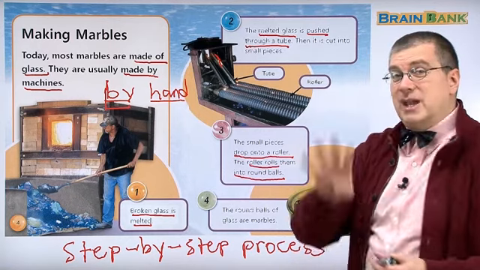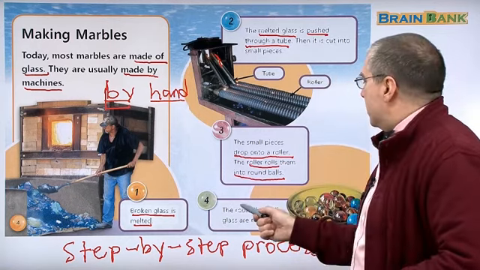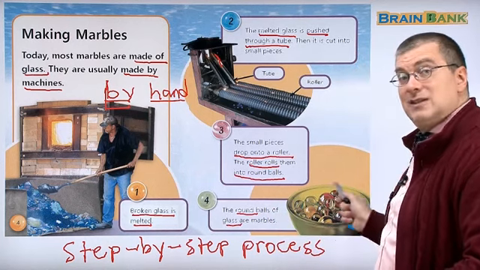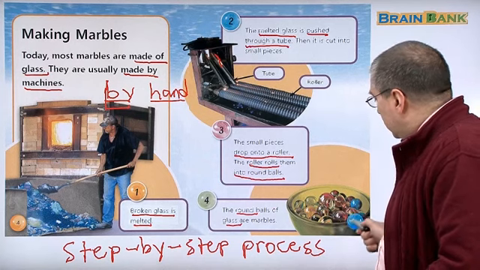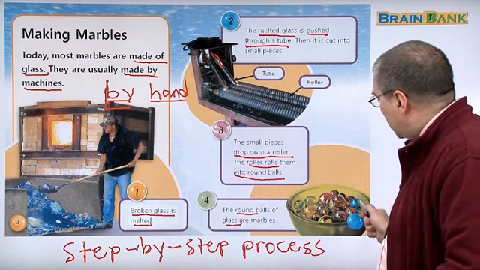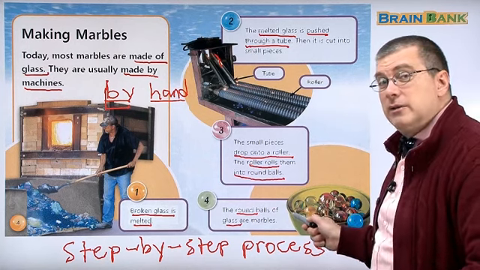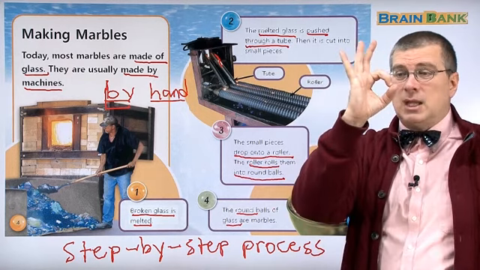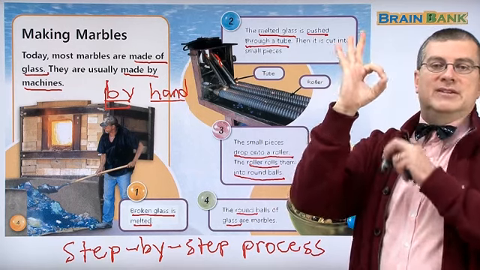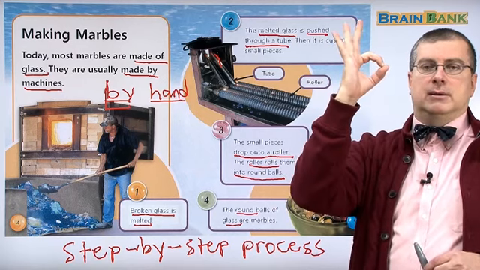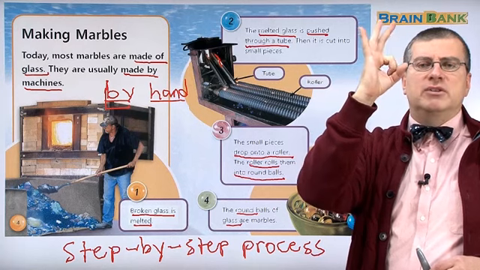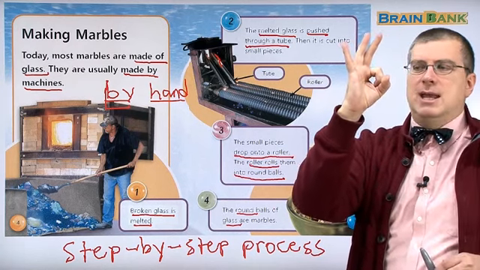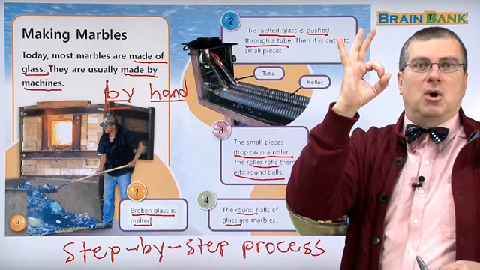Okay, number 4, step 4, the final step. The round balls of glass are marbles, and you can see them here. Wow, they're really cool looking. And look, there's so many different colors, many different styles, and some are big, some are small. A big marble is probably about this big, right? About that big, okay? That's a really big marble. Most marbles are about this size here, okay? But sometimes you can have bigger marbles, right?